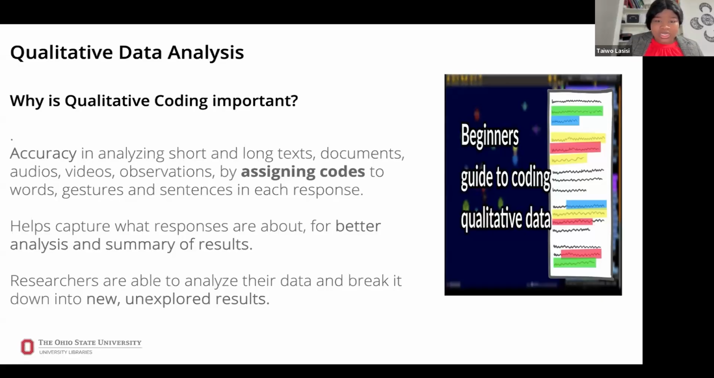But what is coding basically? It's when you assign nodes, when you assign themes, specific results to everything you have found out, when you're able to draw out the most important thing from your data, and then you assign them under each other.